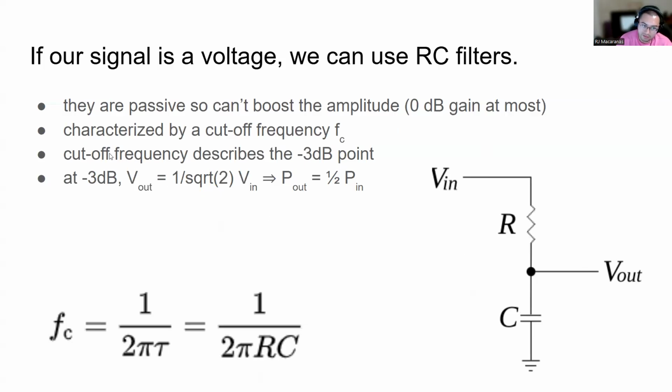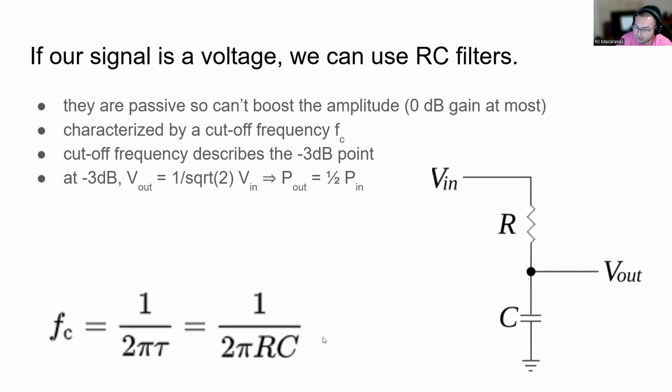And so these RC filters are characterized by what's called a cutoff frequency. At this cutoff frequency, we have kind of the half power point, right? So the output voltage goes with 1 over the square root of 2 of the input voltage, which corresponds to half of the power at the output that you put in. And for RC filters, the cutoff frequency is given by 1 divided by the quantity 2 pi times RC.